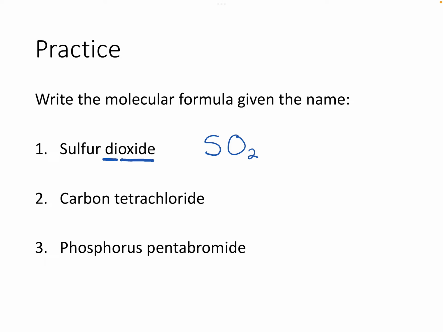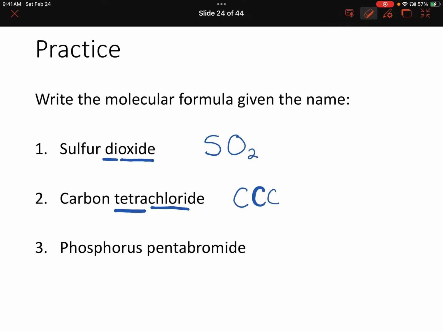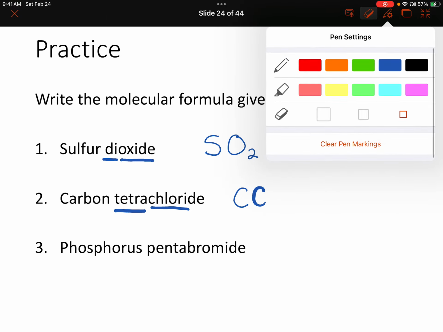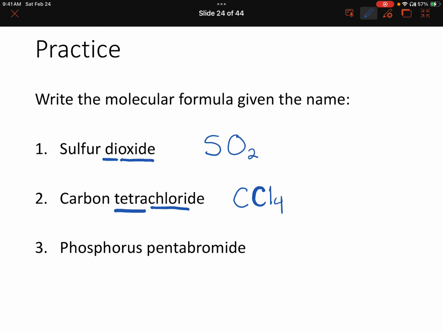The next one, carbon tetrachloride. We don't have a prefix in front of carbon, so that tells me it's by itself. And then it looks like we have chlorine, and there are 4 of them. So C, oh, whoops, I wrote too many carbon. There we go. CCl4 would be the molecular formula. And then the last one, phosphorus pentabromide. So phosphorus has the symbol P, and there wasn't a prefix, so we know it's by itself. And then penta means 5, and then it looks like we have bromine, so Br5.